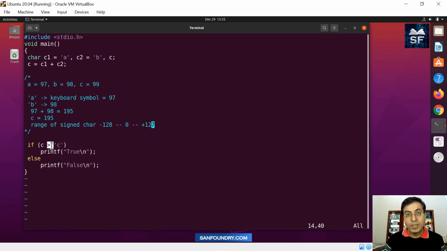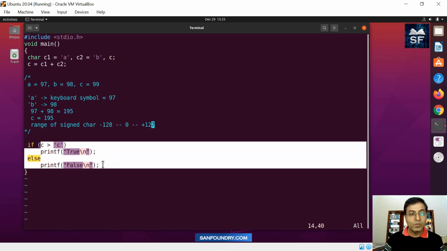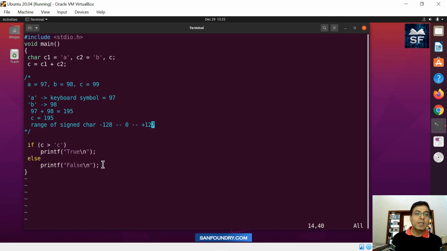This is basically a binary operator, so both the operands of the binary operator are compared. This is a character literal, which is substituted by the value 99, and this is again a character substituted by whatever is stored. 195 is not stored. It's a negative number because it's an overflow. Is a negative greater than this positive? Absolutely not. So the answer will be false.